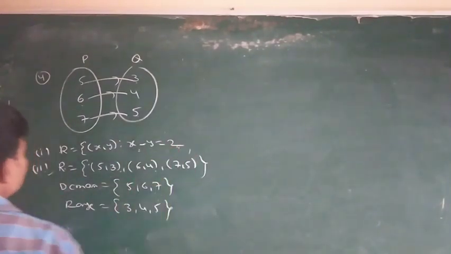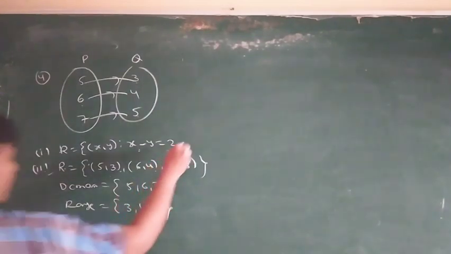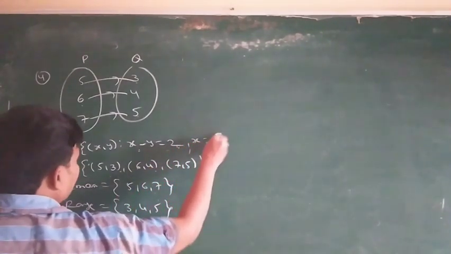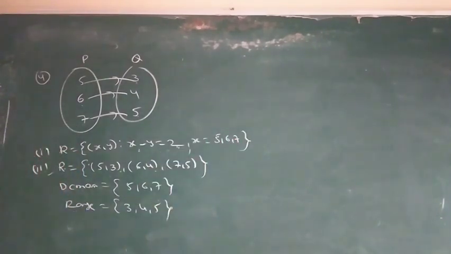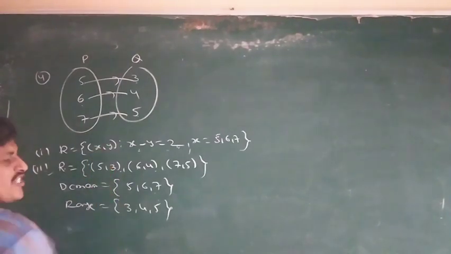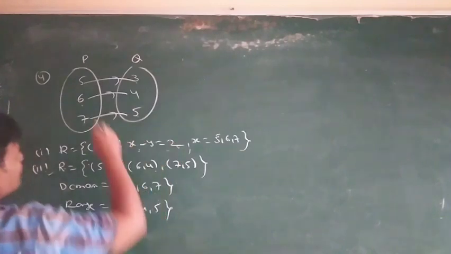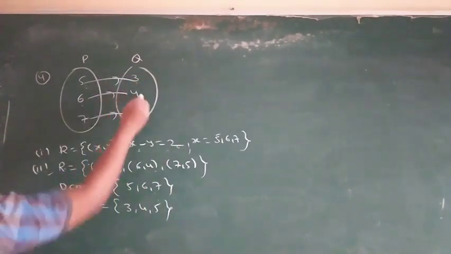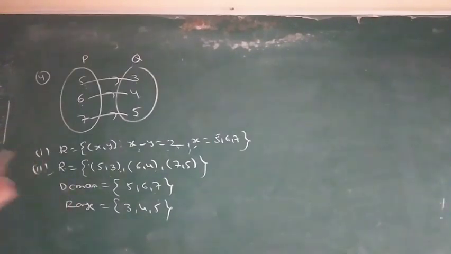Up to what is x? So, x is equal to what? 5, 6, 7. There is a limit. This is a finite set. A finite set means the set of all ordered pairs (x, y) where the difference of two numbers is always 2. 5 minus 3 is 2, 6 minus 4 is 2, 7 minus 5 is 2. But what is x? This is a limit, a finite set. Finite set means a limit is there.